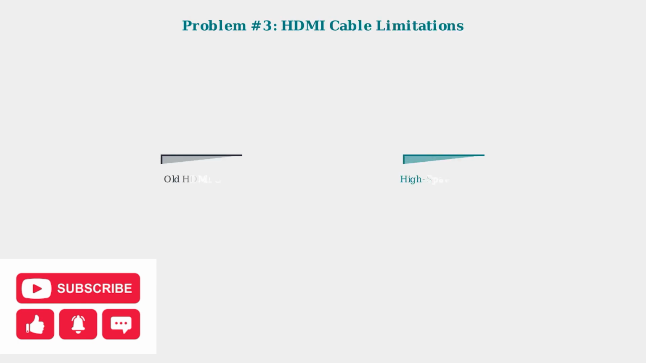Your HDMI cable might be the bottleneck. Older HDMI cables lack the bandwidth needed for 4K content. They can't transmit the full data stream, resulting in compression artifacts and reduced quality.